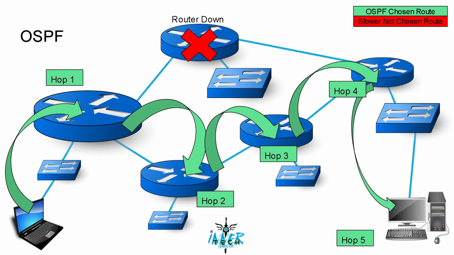OSPF adjusts quickly when the network changes. So for example, if this router went down, then OSPF would change how it would get to its destination based on the advertised routes that would be sent to the routers so that they know what the fastest path to get to the destination was.